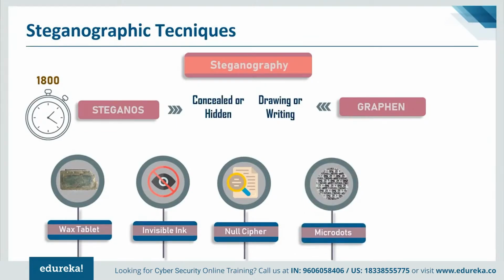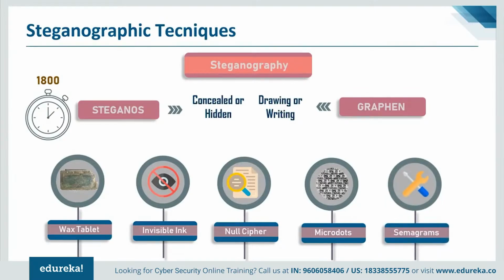Microdots were used to conceal a message. A microdot is a simple text or an image which is reduced in size to hide its contents. The images or text present in a microdot are then read using magnifiers. Apart from these techniques, there were others as well, like spread spectrum, semagrams, etc.